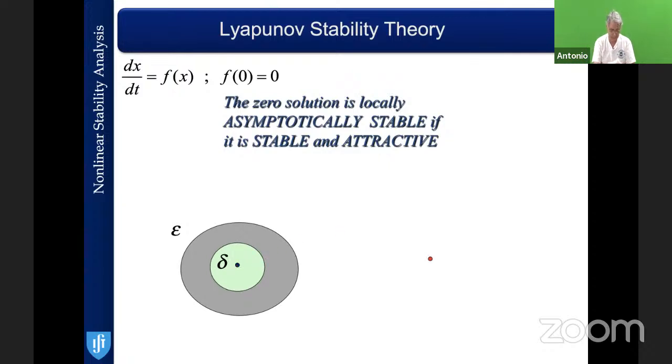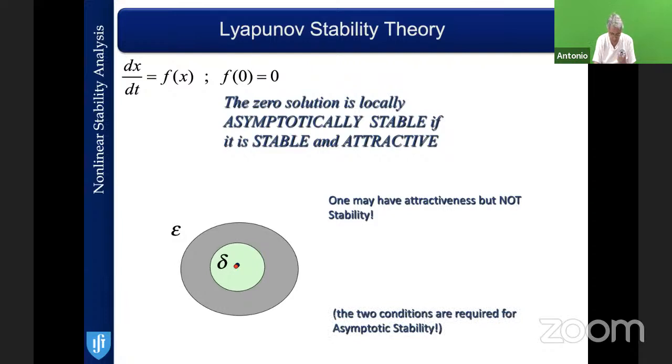So it's very important. So the zero solution is locally, and I'll explain to you why we say locally, asymptotically stable if it is stable, to prevent you from going to whatever, and attractive. That's the fundamental thing, okay? So one may have attractiveness, but not stability. So the two conditions are required. All right.